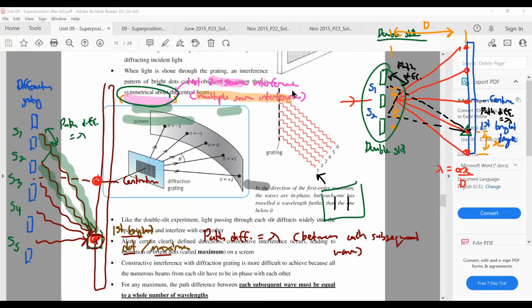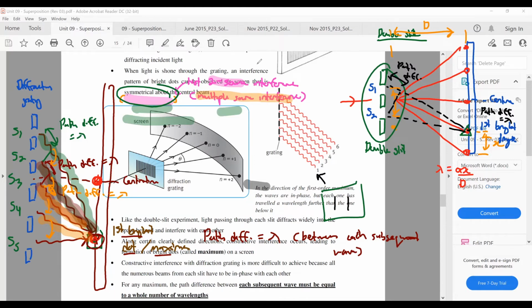And then for wave S2 and S3 to arrive at that same spot, the path difference again is lambda. And then for waves S3 and S4, when it arrives here, the path difference must be equal to lambda. You see, from one pair to another, the path difference is always just lambda.